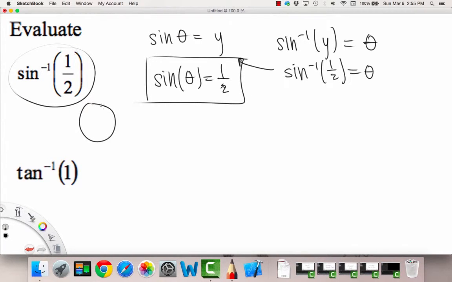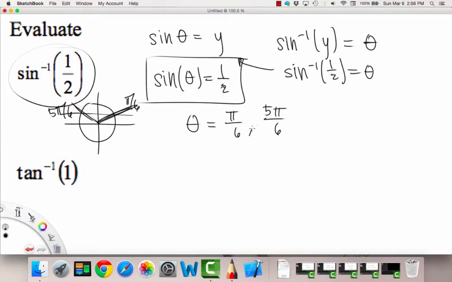You can keep this in mind, and we're just going to take a look at our unit circle. Sine is our y value, so in order to get a y value of 1/2, our angles have to be pi over 6 or 5 pi over 6. That gives you a positive 1/2. So our options are theta is equal to pi over 6 or 5 pi over 6.